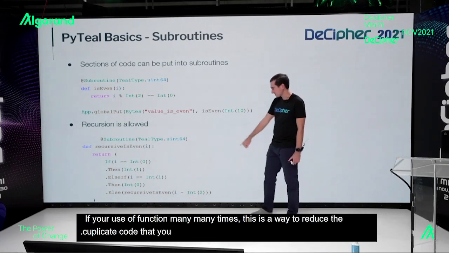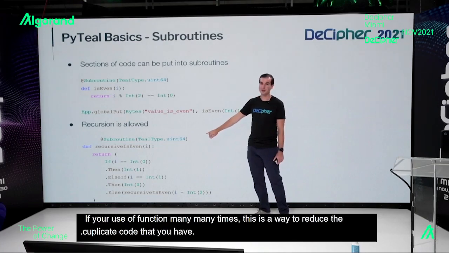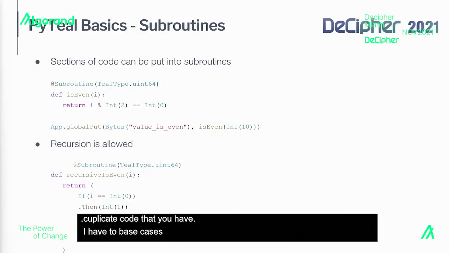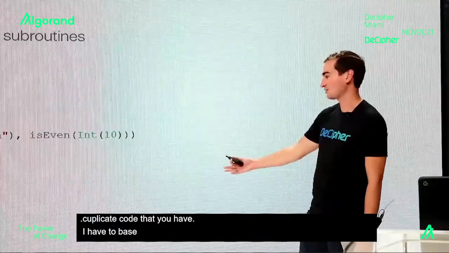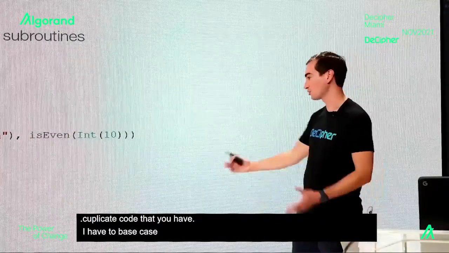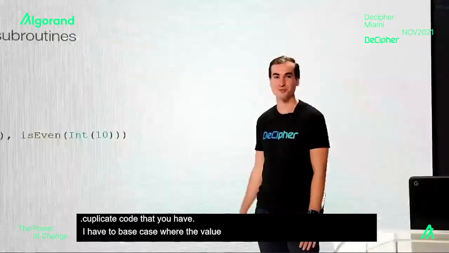I've got 2 base cases. If I is 0, then I know that's even. If I is 1, I know that's odd. And then otherwise, I just subtract 2 from I, and I recursively call the function again. So this is allowed, perfectly acceptable. You can also do mutual recursion between 2 or more functions if you want.